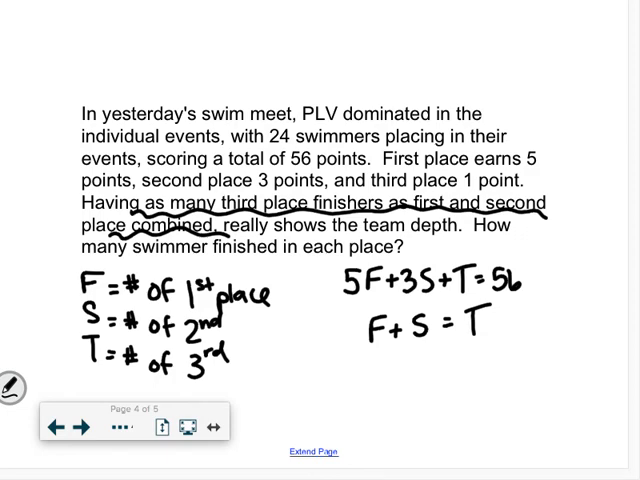What is our third equation going to be? TJ? Add them up. The first place plus the second place plus the third place equals 24 swimmers. Okay.